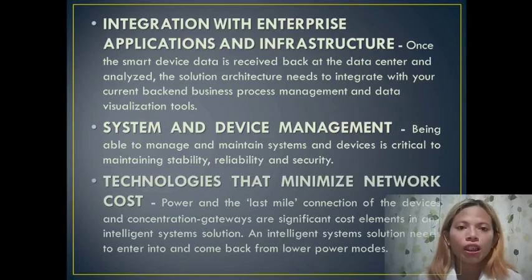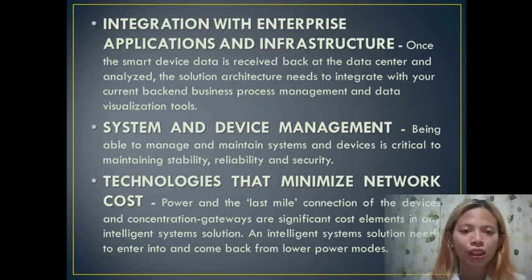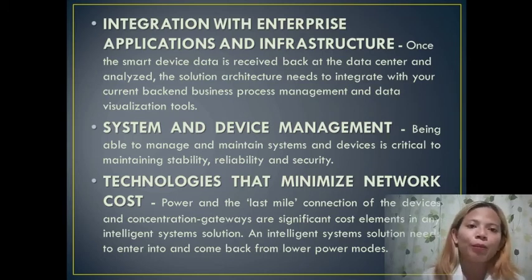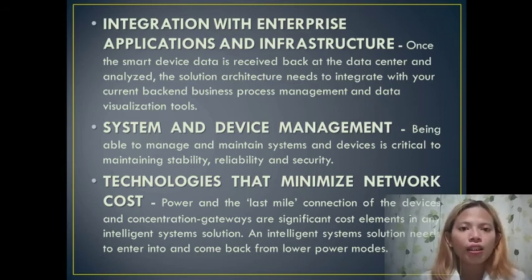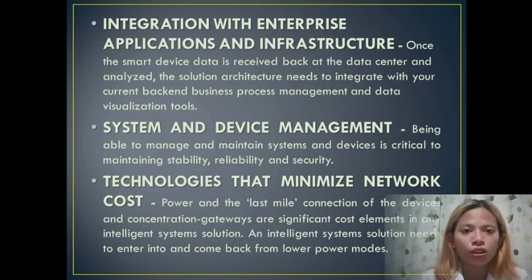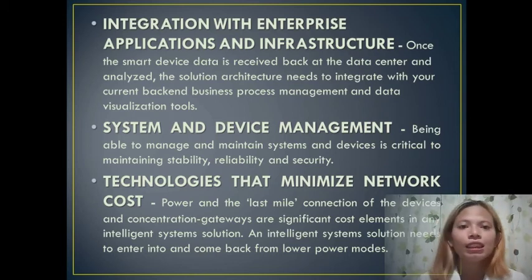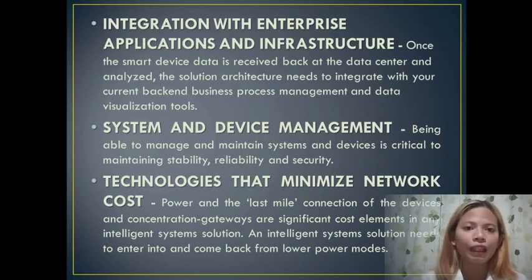data center. Another is technology that minimizes network costs, since network or connection is the most significant cost element of any intelligent system solution. An intelligent system solution needs to enter into and come back from lower power modes, and it must also include low cost connection technology via cloud, internet, Wi-Fi, cellular, and even enterprise local area network connections. Older embedded devices typically respond only when polled, but intelligent system devices report data asynchronously, which leads to a significant increase in traffic. Many devices can store data for later analysis when traffic is too heavy for transmission.